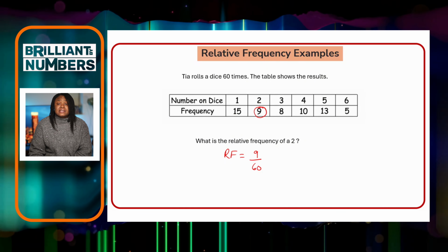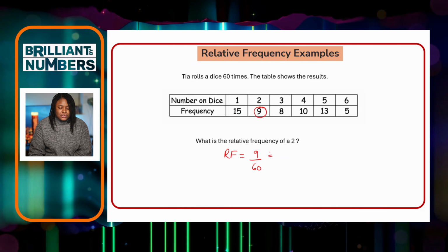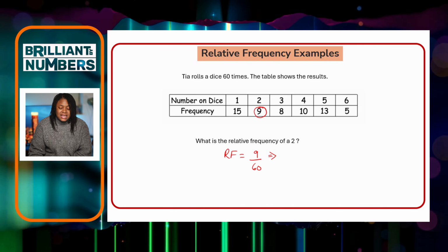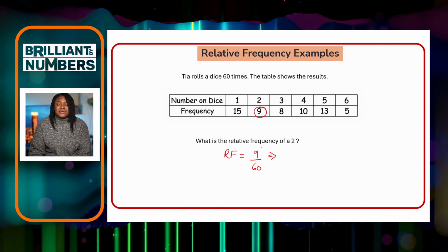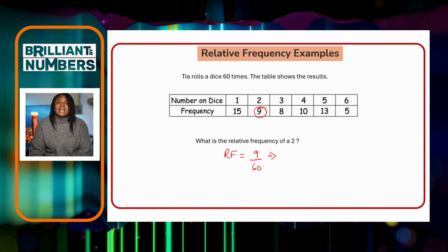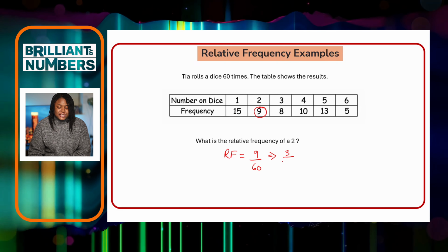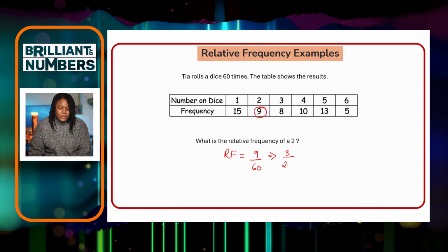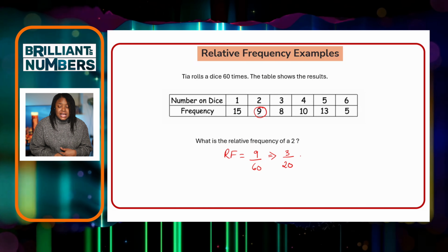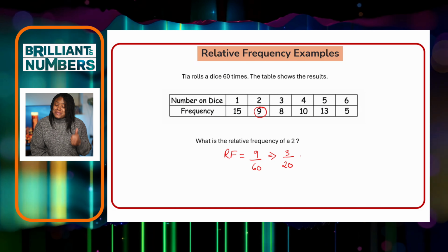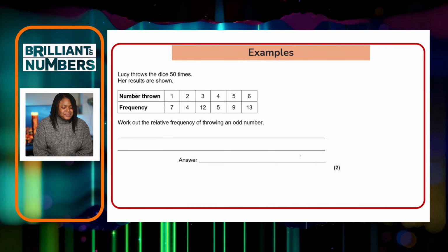So 9 is the frequency of 2s. Total trials is 60, so that is equal to 9/60. That can also be further simplified because I can divide both numerator and denominator by 3. So 3 into 9 goes 3 times, and into 60 goes 20 times. So we could simplify 9/60 to 3/20. Absolutely brilliant. So now we're going to look at another example.